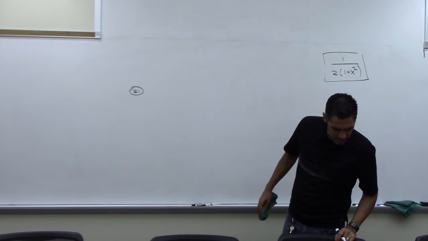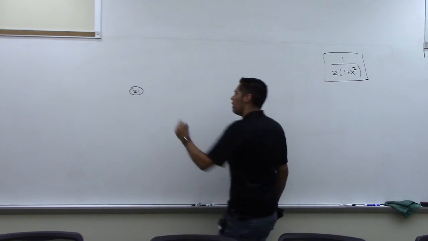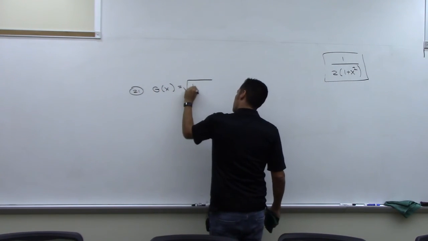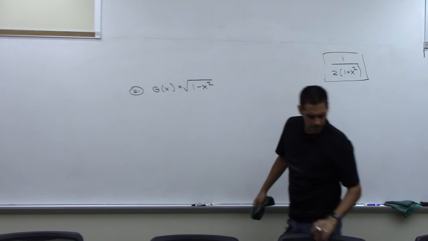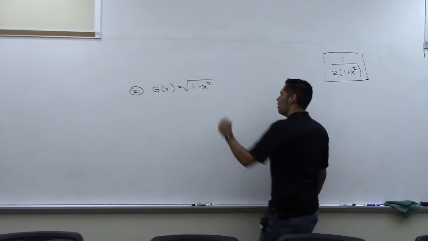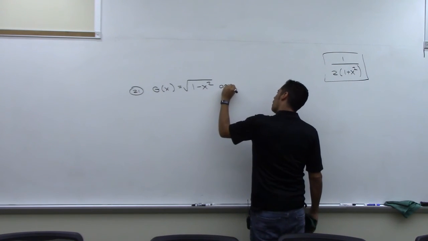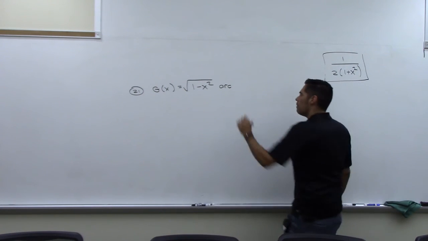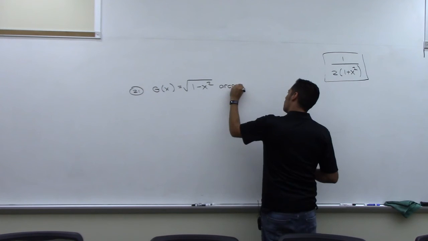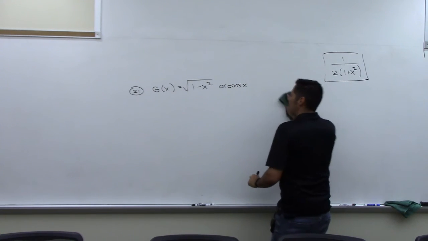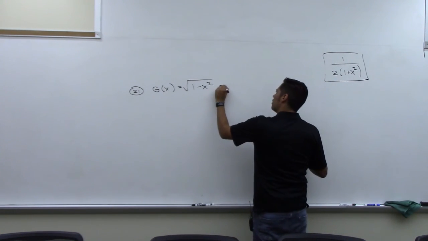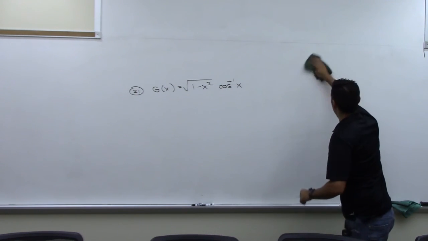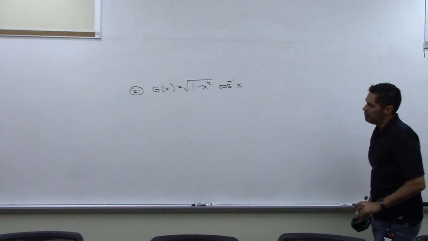Capital G of x equals square root of 1 minus x squared times arc cosine, right? They write it kind of different, arc cosine x. I don't like to use that notation. I like to use this notation. But they're the same notation. All right, I want the derivative here.